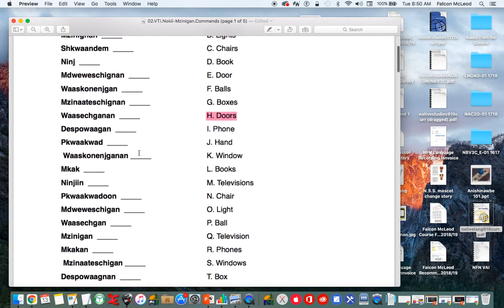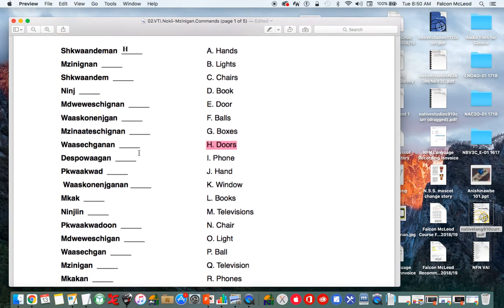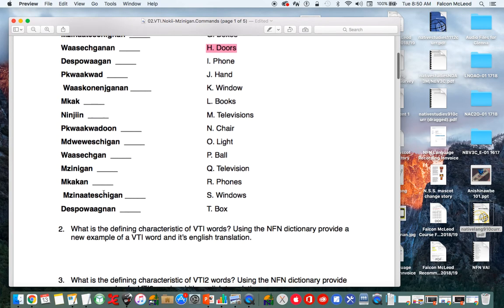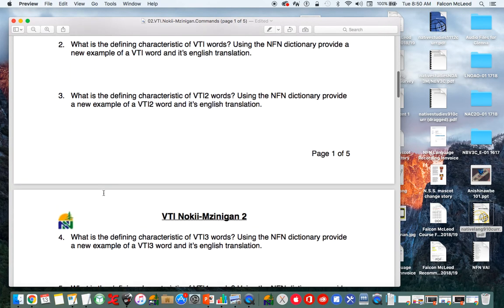All right. So it seems pretty straightforward. I'll leave you guys to do the rest of these on your own. All right. So what is the defining characteristic of VTI words? So this is VTI one words. All right. So using the NFN dictionary, providing a new example of a VTI one word and its English translation.